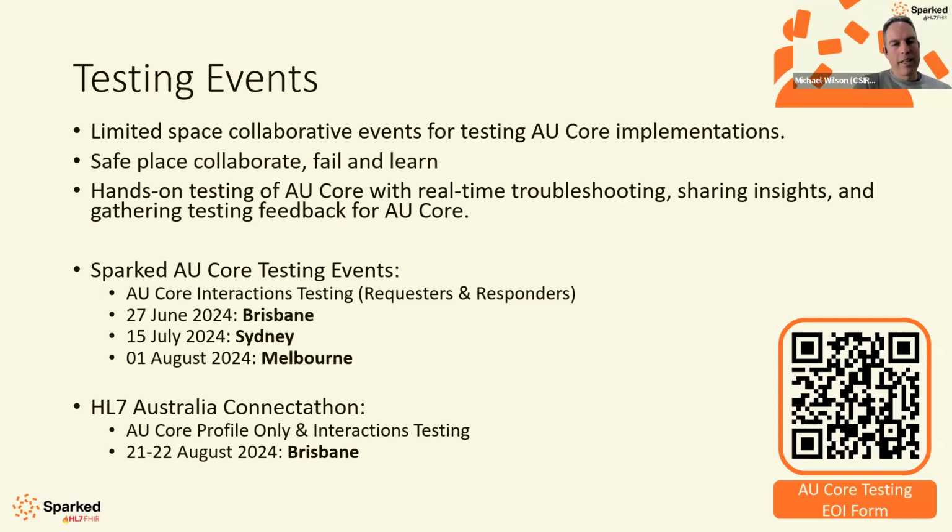And then we've got the next HL7 Australia Connectathon, which will be on the 21st and 22nd of August in Brisbane. And that's a 2-day event where we'll also, if you don't have a system, but you just have profiles that you want to test, that's the place to bring those along, so we can help you out with those, as well as the interaction testing between responder and requester systems as well. So that's another opportunity if you haven't been able to go to one of the other one-day test events.